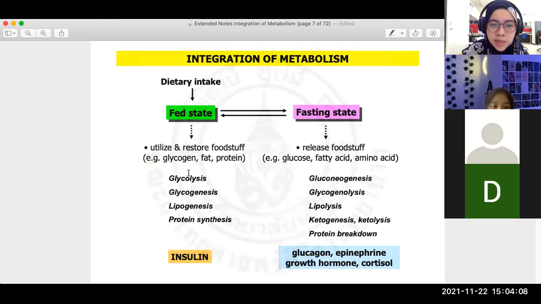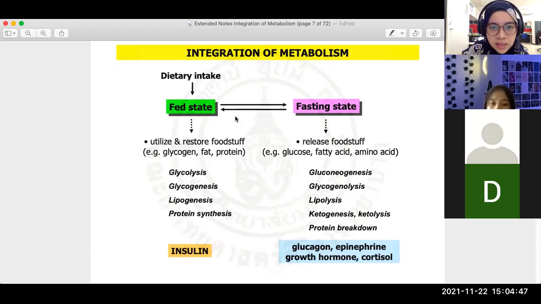So how do we do that? We will break down the glucose, we will store the glucose, and we will convert it for storage, and also for ATP. In terms of our meal, we don't only consume carbohydrate sources, we also have proteins and fat sources. So we will utilize them for energy, for storage, or to reconstruct, for example, our enzymes or repair our tissues. The important hormone in the fed state would be insulin.